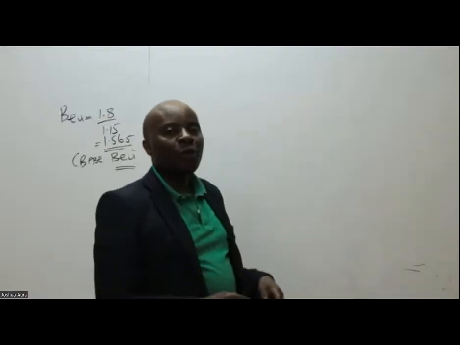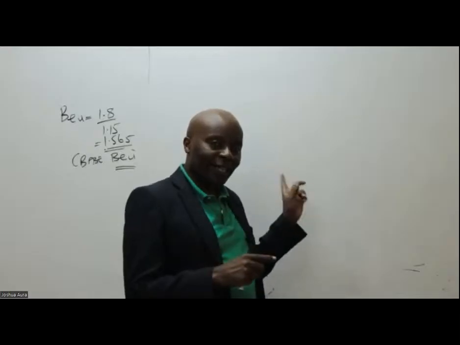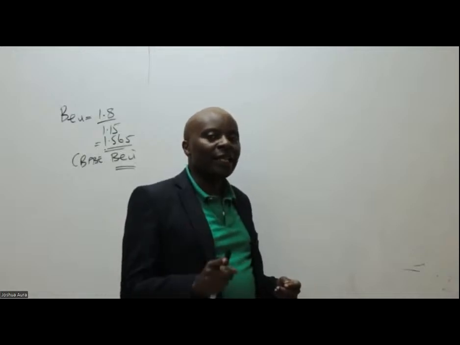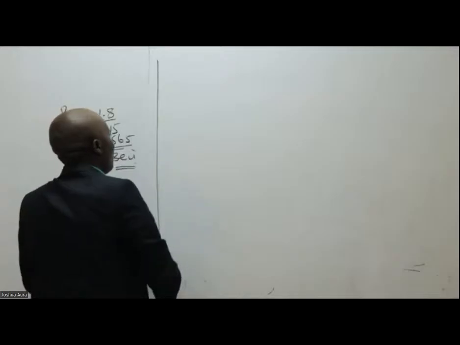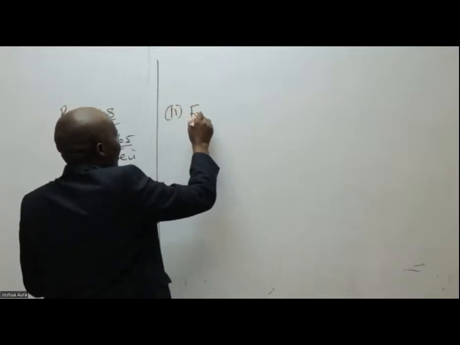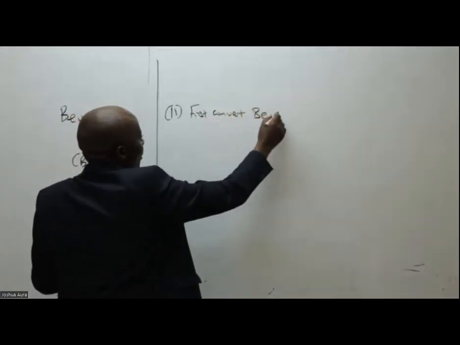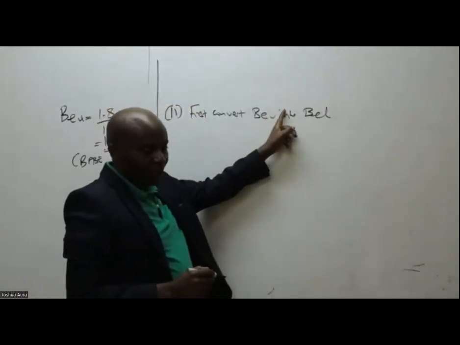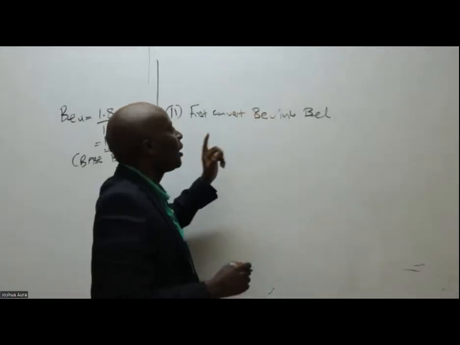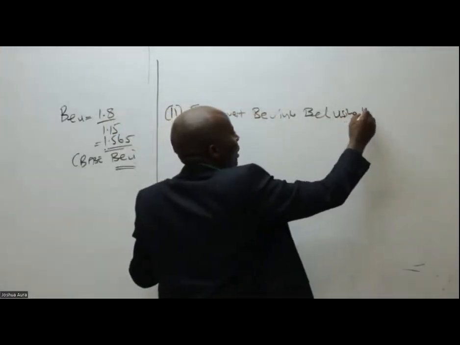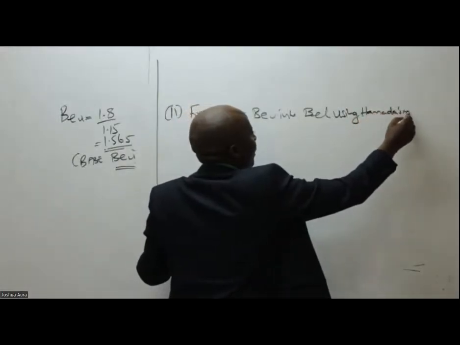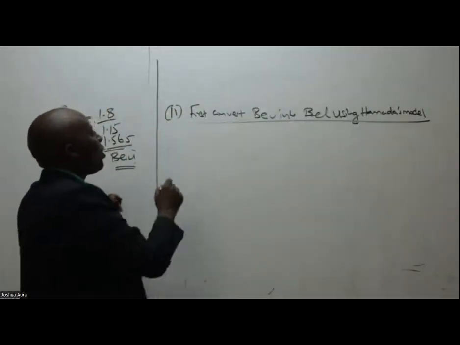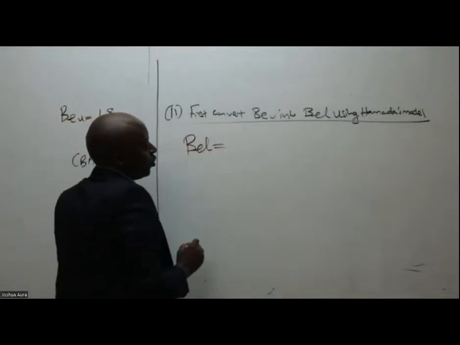Now it means that we must convert the BEU that we got there into BEL, because the firm we are dealing with has debt. So the first thing we need to do here, Roman 2, is convert BEU into what here? Into BEL, beta equity of a levered organization, using Hamada's model.